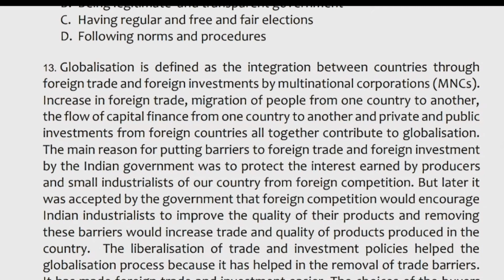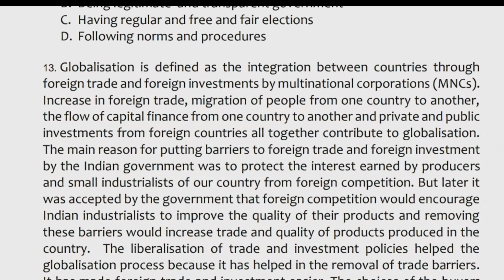13. Globalization is defined as the integration between countries through foreign trade and foreign investments by multinational corporations. Increase in foreign trade, migration of people from one country to another, the flow of capital finance from one country to another, and private and public investments from foreign countries all together contribute to globalization.